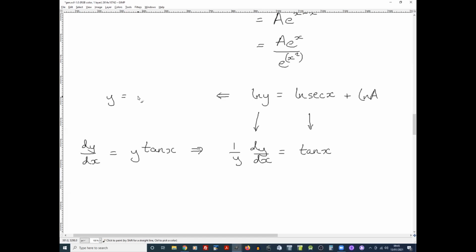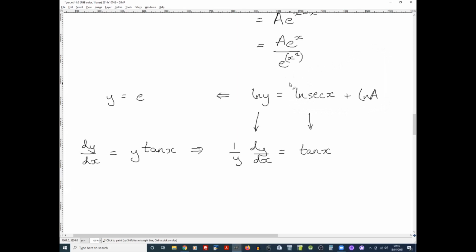Oh, e to the power of sec x. E to the power of what? Sec x. What's the whole of the right-hand side? Sec x plus a. I thought it was log sec. Does it not cancel though?